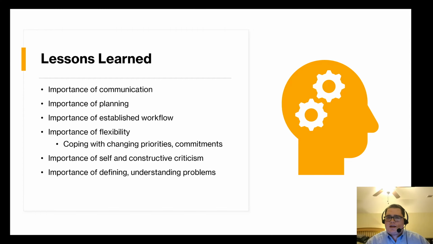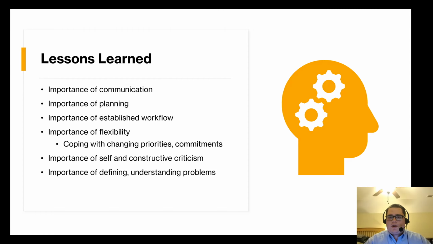We had meetings set up oftentimes with the team members, but if other commitments came up, they may have had to cancel or say, I can't make it. So the importance of communication is definitely reinforced in this project, as is the importance of planning. As I said earlier, our project planning was very meticulous, and if it hadn't been so, it would have kind of left us out to dry.